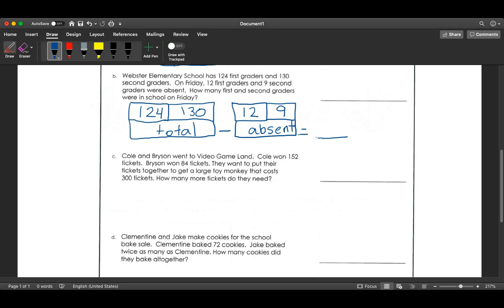So find out how many there are in first and second grade in all. Find out how many were absent. And then you can subtract that to find out how many were at school on Friday. So again, pause your video, use these bar models to find out the answer. Work the equation and write your answer statement. Pause it now.